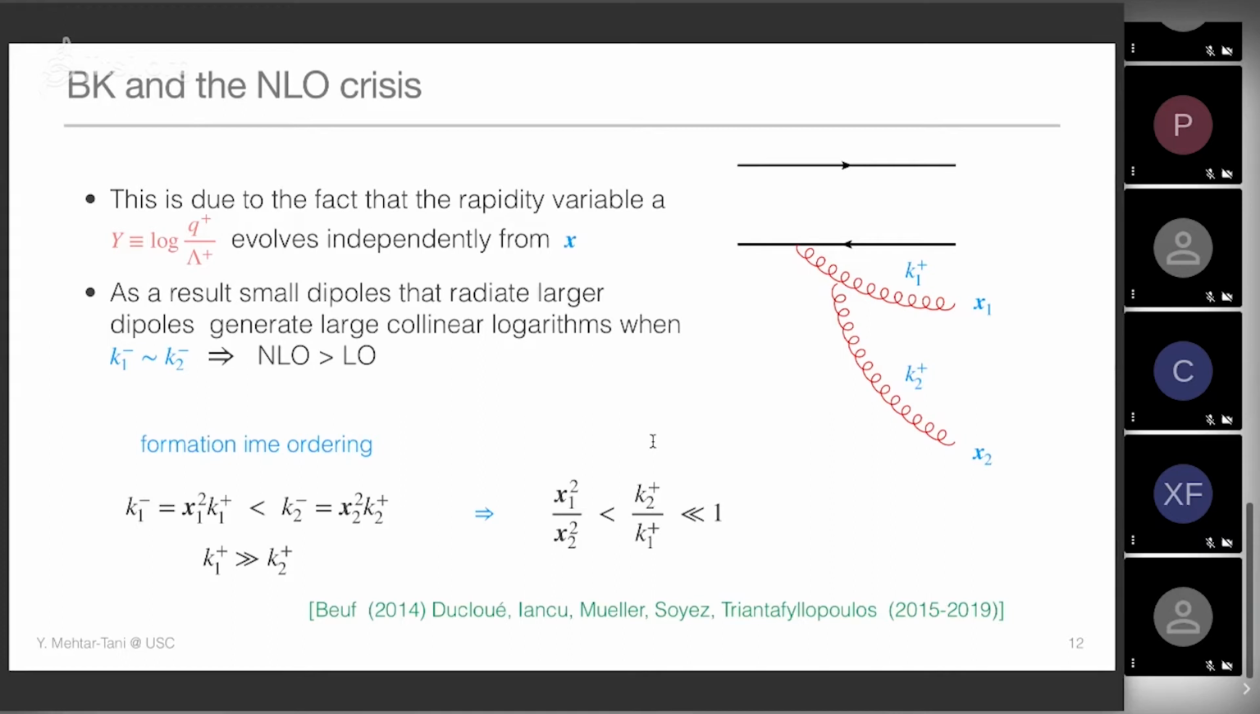And this is another way of looking at the problem, and it also leads to another solution, by Guillaume Beuf, who simply implemented a kinematic constraint to leading order to resum those collinear logs. There is also another solution put forward by Iancu et al. to this problem, by resumming those collinear logs at next to leading log.